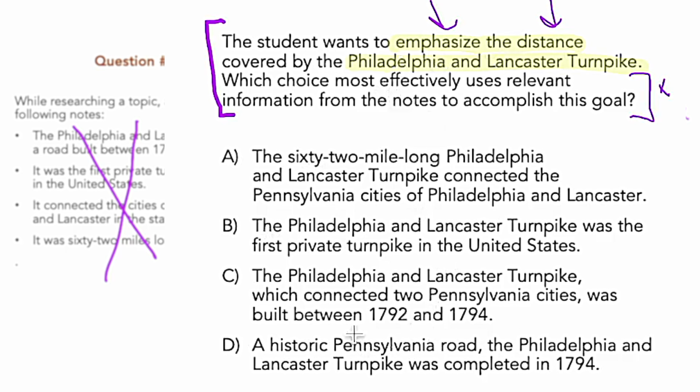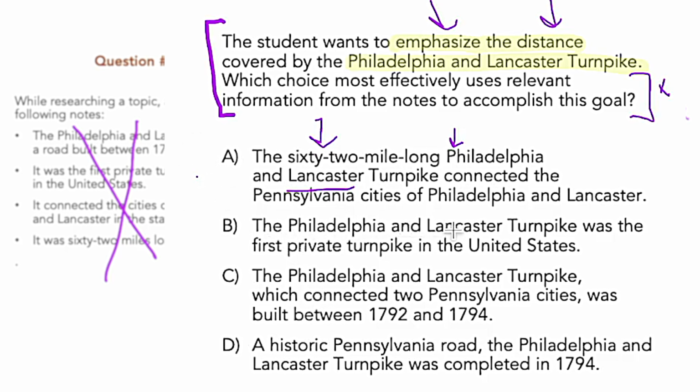So let's look through our answer choices, and remember, we're working towards elimination. The 62-mile-long Philadelphia and Lancaster Turnpike connected the Pennsylvania cities of Philadelphia and Lancaster. Okay, so we do have the distance there and both of the turnpikes mentioned. So that's a pretty decent one. We'll keep it in the running.